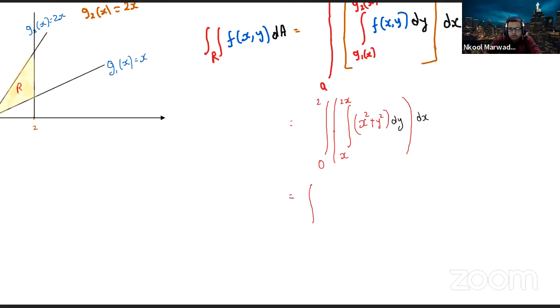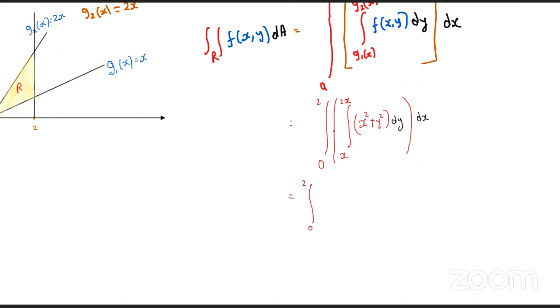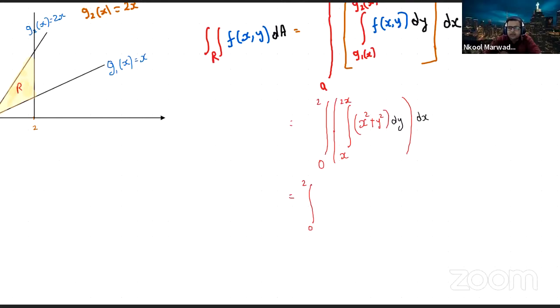We have the integral from 0 to 2, and the integration of x square plus y square with respect to dy, where x will be treated as constant. The constant I can take outside. The integration of 1 is y itself, so I can write x square y with the limit x to 2x, plus the integration of y square, which is y cube by 3, with the limit x to 2x. Whatever answer we get, we have to integrate with respect to x. First let us put the limits and get it into an appropriate form.